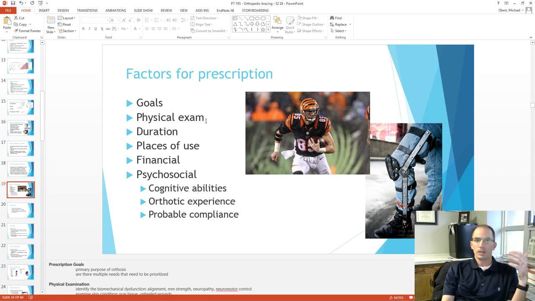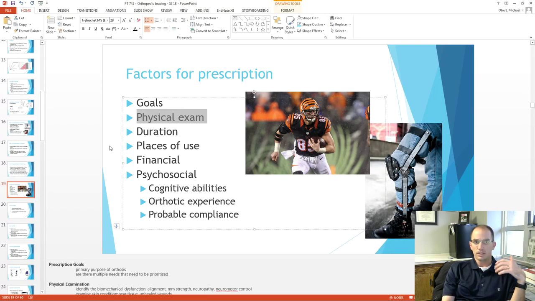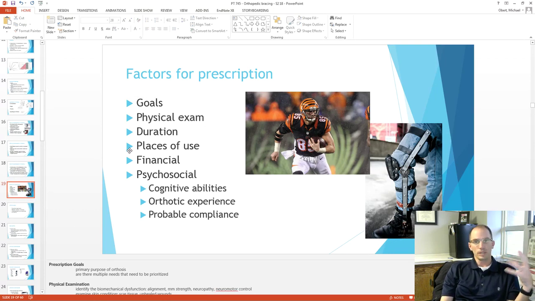Okay, so the biggest thing that goes into this is our physical exam for that particular patient. So we need to look at, what's that particular dysfunction? What are the demands of that particular patient? Do they have some neural component going on to it? In addition to it, how long do we think they need this for? Is it something that's just temporary, they just had surgery, we just need to protect structures right away, and then eventually we can work them away from this?